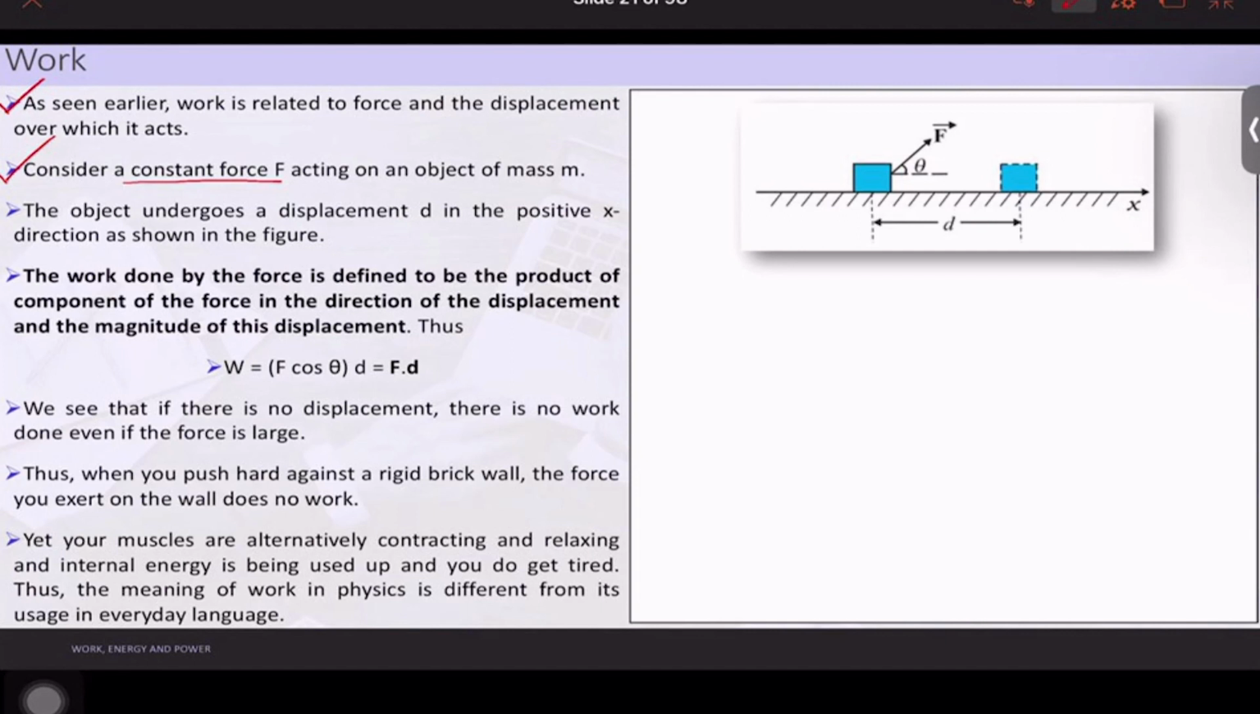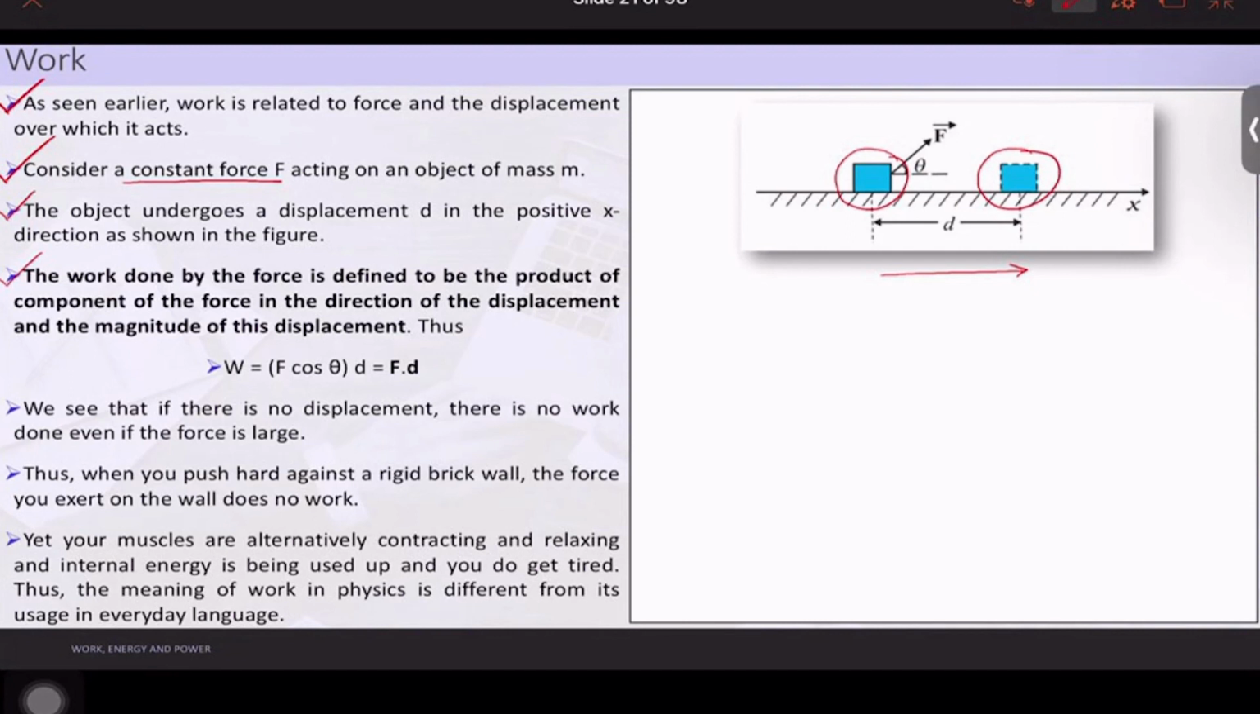So the object undergoes a displacement d in the positive x direction as shown in the figure. So you can see that there was an object kept here. It has moved to this location. And because it has moved to this location in the right hand side direction, generally our sign convention says that when we are moving towards right, we consider the displacement to be positive. Okay. So the object undergoes a displacement d in the positive x direction as shown in the figure.